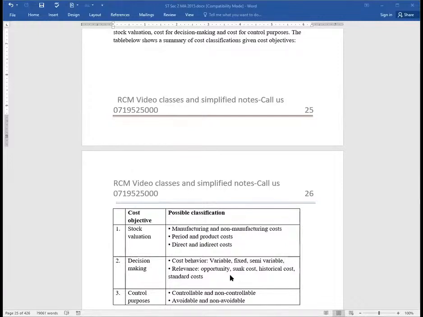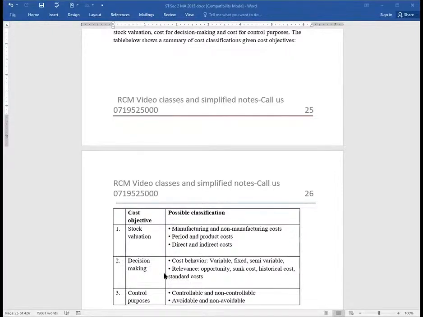Then we have relevance, and we will be seeing, for example, that opportunity costs are relevant. That's quite a great classification. We have sunk costs, which are historical, and are not relevant. We have standard costs, which we will be calling normal costs. Ladies and gentlemen, this is just a high-level explanation. I'll be going into the nitty-gritty of these particular cost classifications within this lesson.